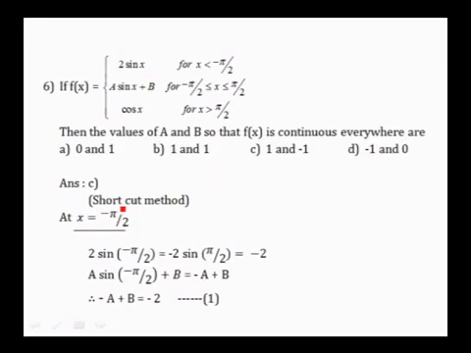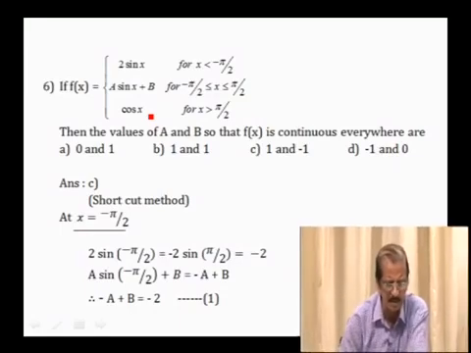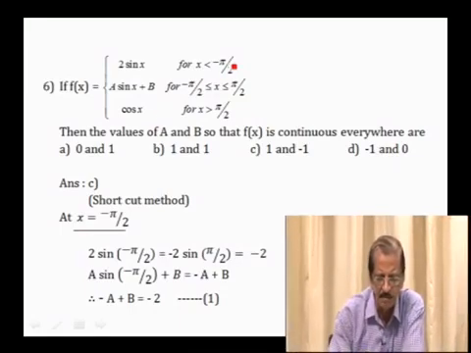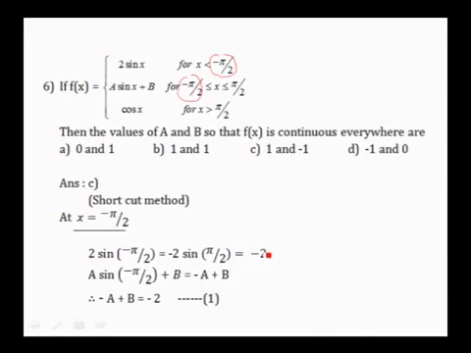Sixth problem, this is also a very interesting problem, because here you have got f(x) is equal to 2 sin x, a sin x plus b cos x. Whenever you come across such problems, don't try to just write LHL, RHL, etc. Here you have a break at minus pi by 2. So put x equals minus pi by 2. 2 sin minus pi by 2 is equal to minus 2 sin pi by 2, which is minus 2.